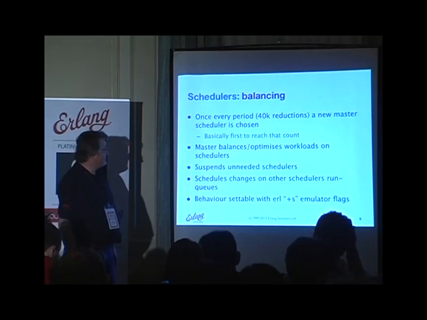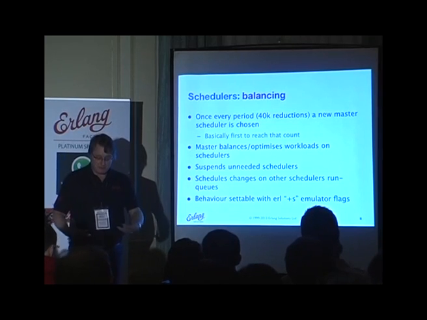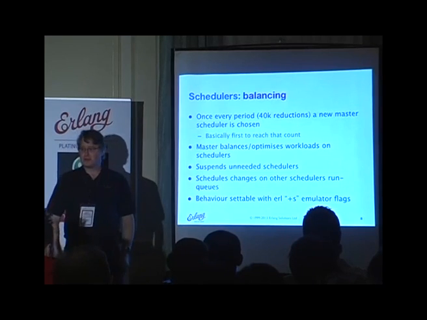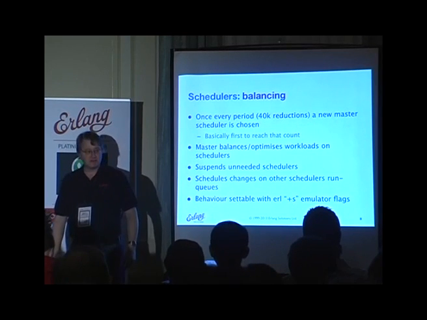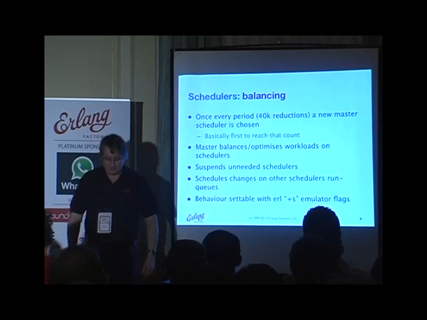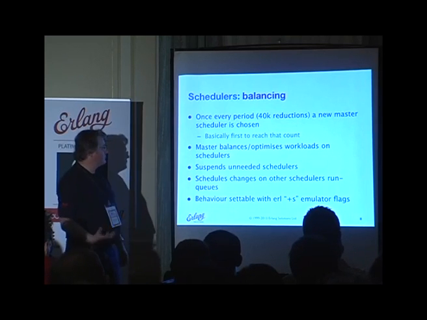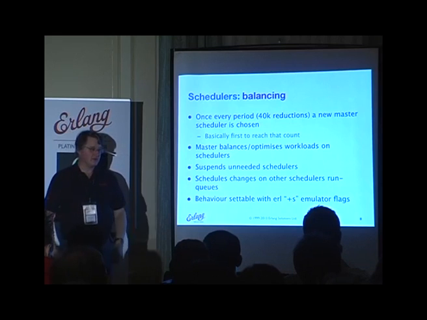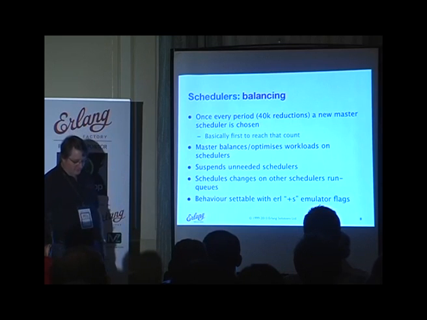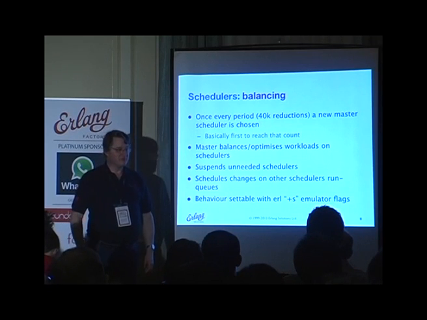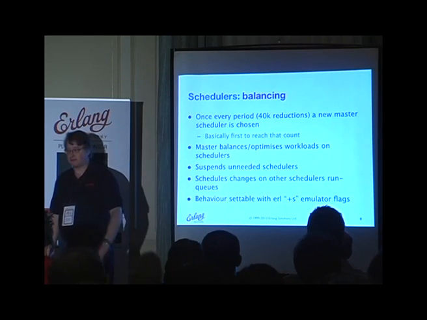And what happens is that the schedulers will run separately, and the first scheduler that reaches this limit, which I think is about 40K reductions now, that scheduler will decide, I'm the master. And it will tell the other schedulers it's the master, and it will go out and try and optimize the workload between the schedulers and move things around if possible. Just try and detect things that aren't working. And it will actually suspend unneeded schedulers. If it finds there's not enough work for all of them, it can actually suspend the scheduler.